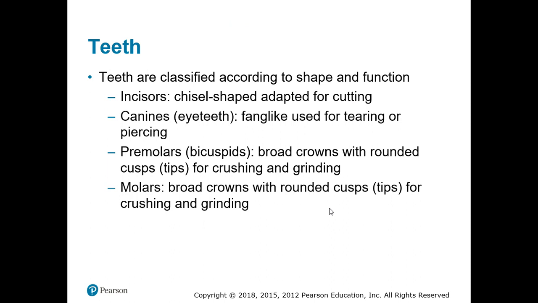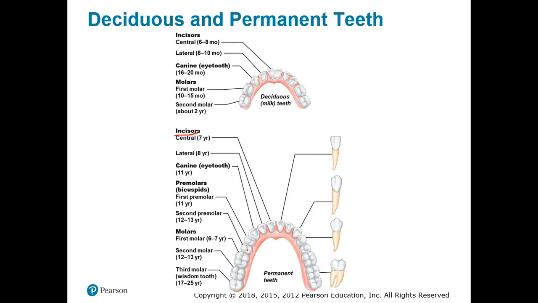Next, we have our premolars and molars. These typically have similar functions. Their whole function is to crush and grind. So when we look at your premolars and molars, here are your premolars, and then back here, even bigger ones are your molars. Again, the whole point is to crush and grind food.